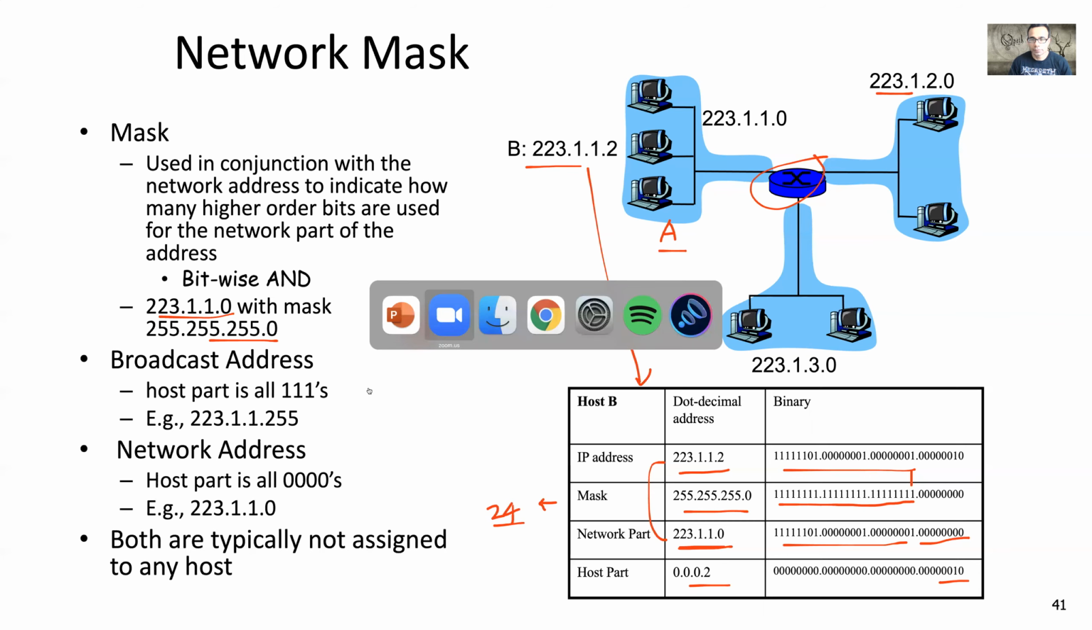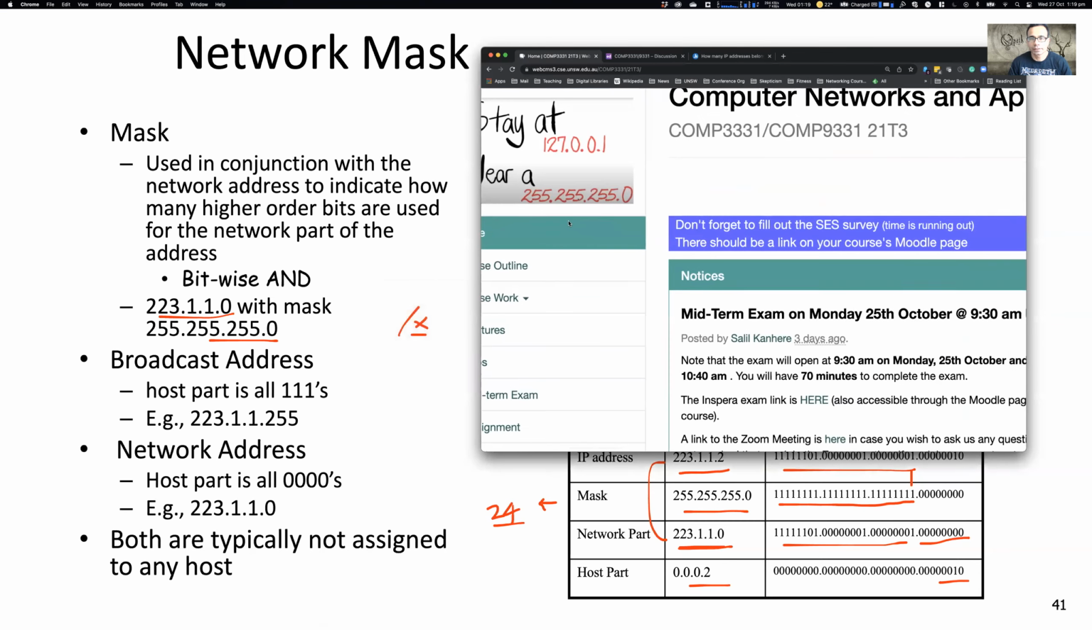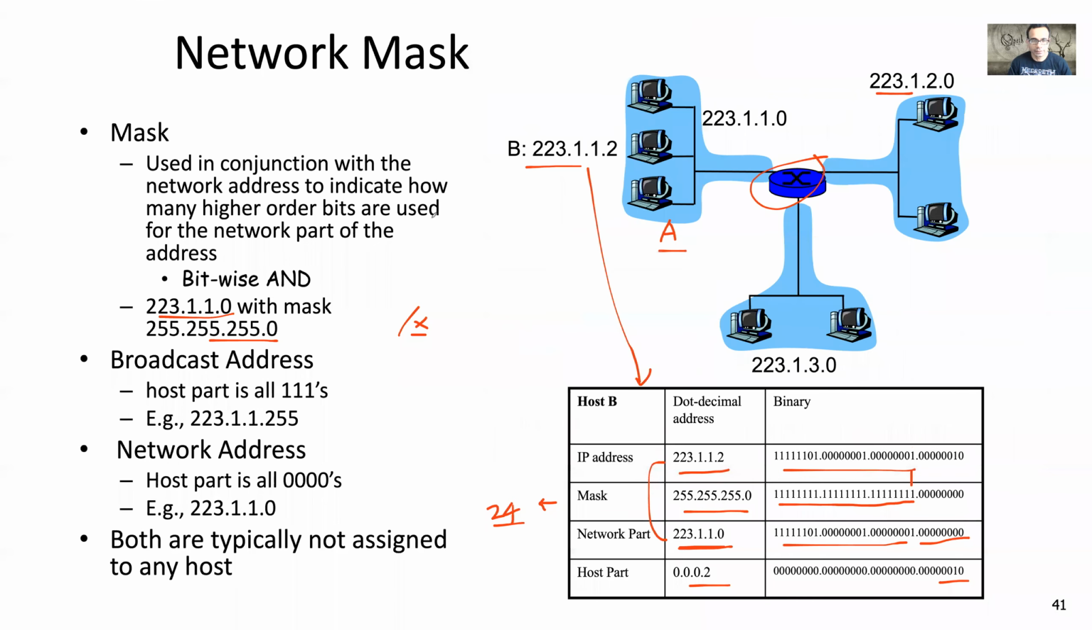Okay, now since I didn't show you a meme, hopefully now this meme is making sense to you. The meme on the course website, right? So this is basically wear a mask, and that's your home address, right? It's a restricted address which indicates localhost.